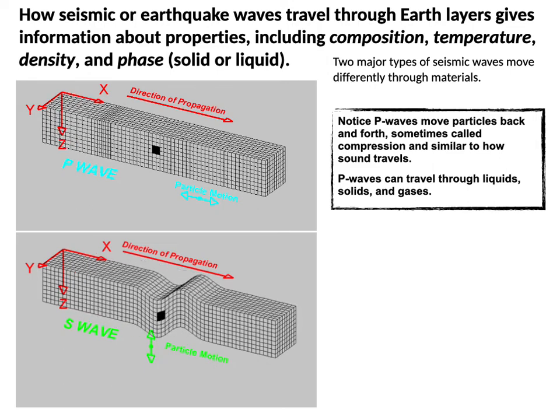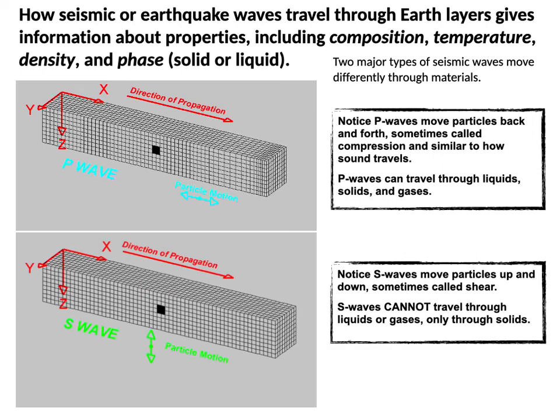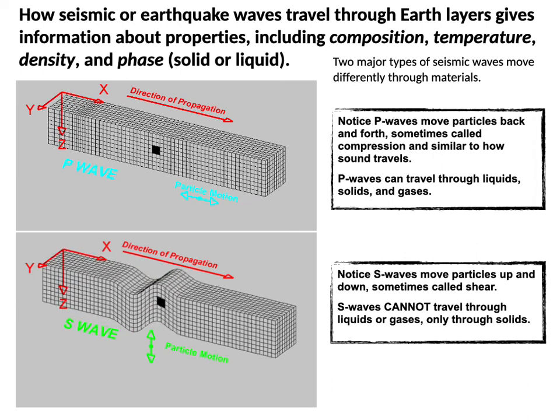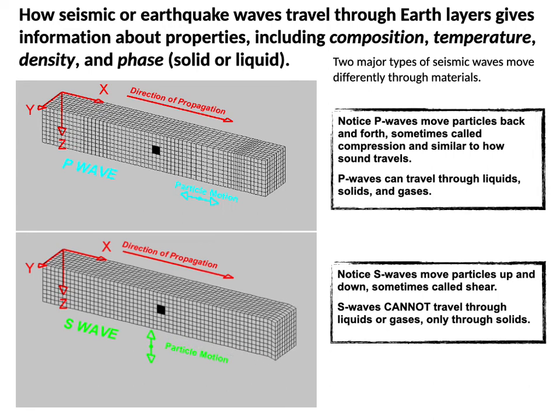Unlike P waves, S waves move particles up and down in a motion called shear. And because of the way that motion is occurring, that means that S waves can't travel through liquids or gases, only through solids.